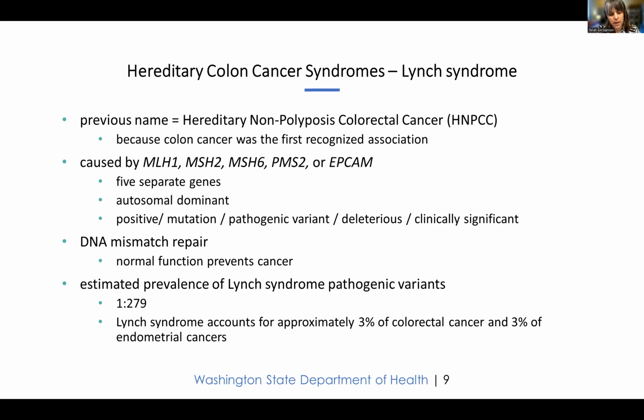We do, again, have estimated prevalence for Lynch syndrome in any of the 5 genes, and that number is 1 out of 279. And another way to think about this is that out of all the people diagnosed with colon cancer or endometrial cancer, approximately 3% of them actually have Lynch syndrome.